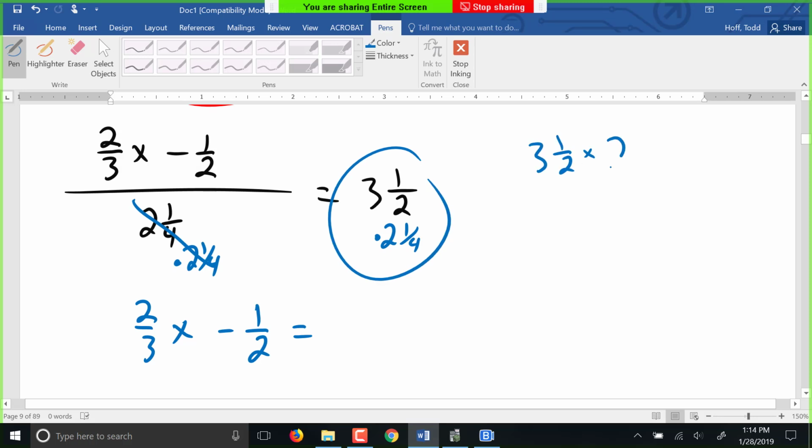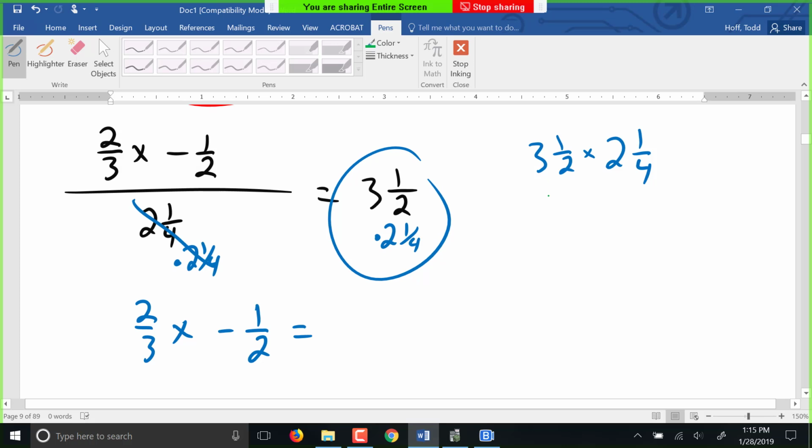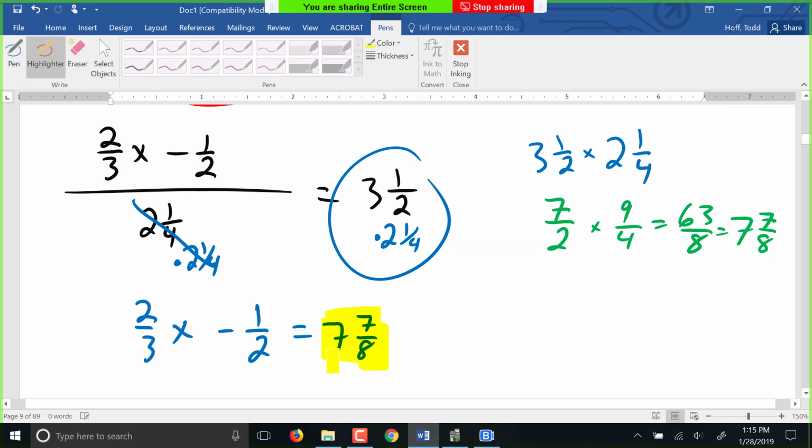Now, I don't have a fraction calculator on screen here, so I'm going to multiply it out by hand. Many of your scientific calculators have fraction functions. You are welcome to use those. So I get 63 over 8, or 7 7/8. Any questions where I got the 7 7/8 from? That's just 3 1/2 times 2 1/4.